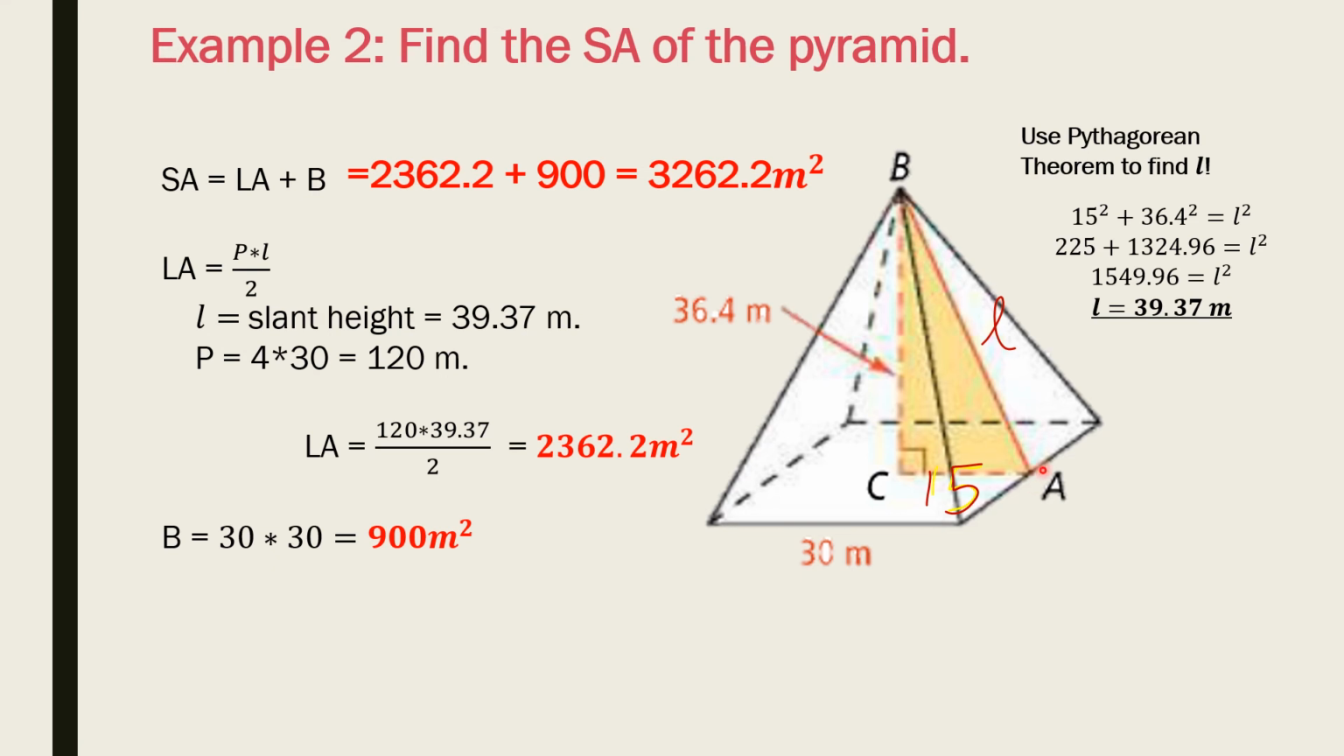So the whole point of this example is just that sometimes you're going to have to pull out your good old trusty friend, the Pythagorean theorem, to find missing sides or missing pieces that you need to fill out the whole formula.